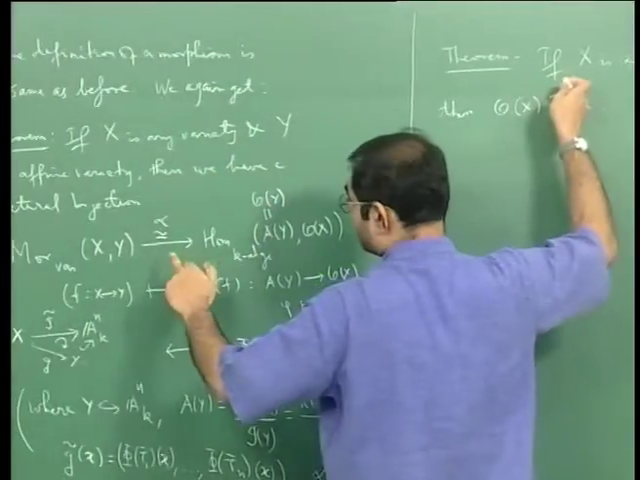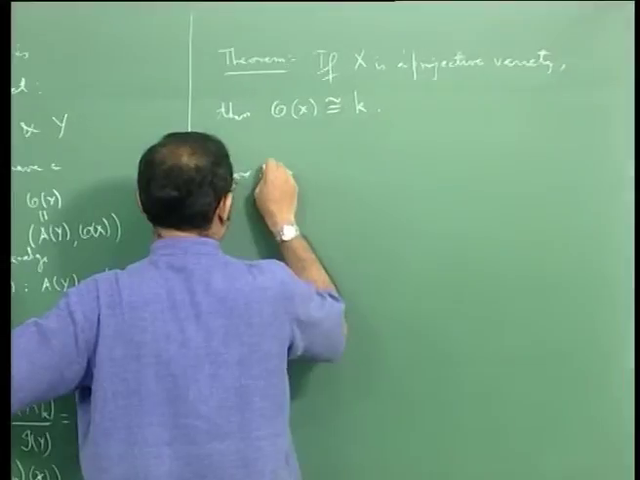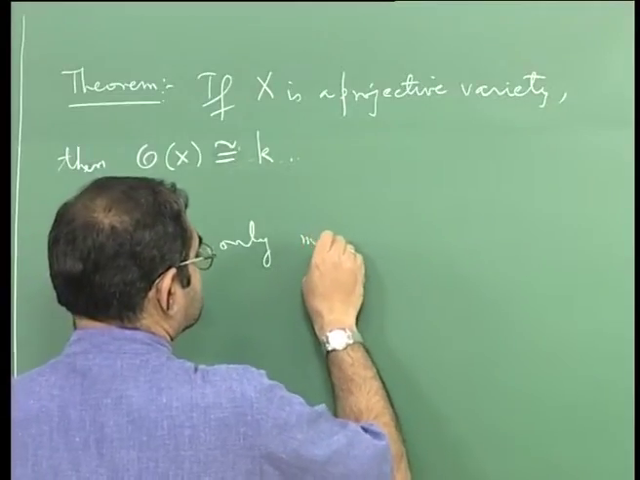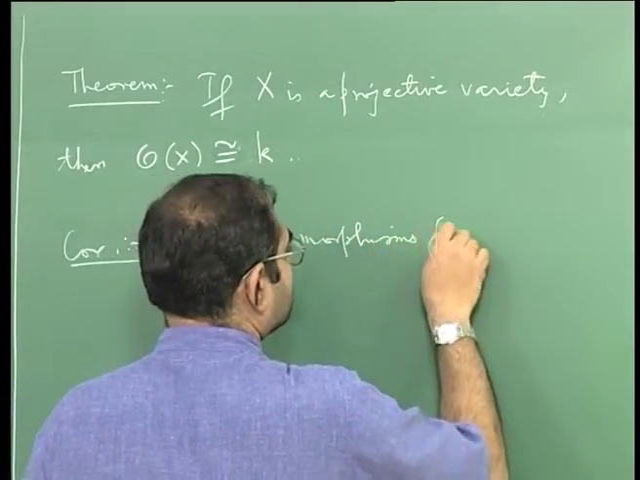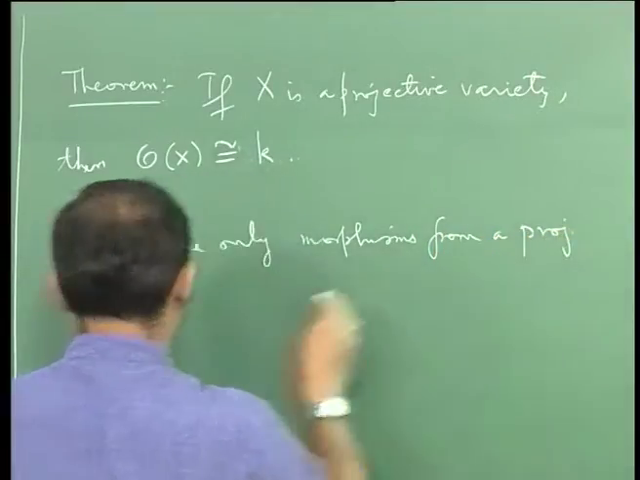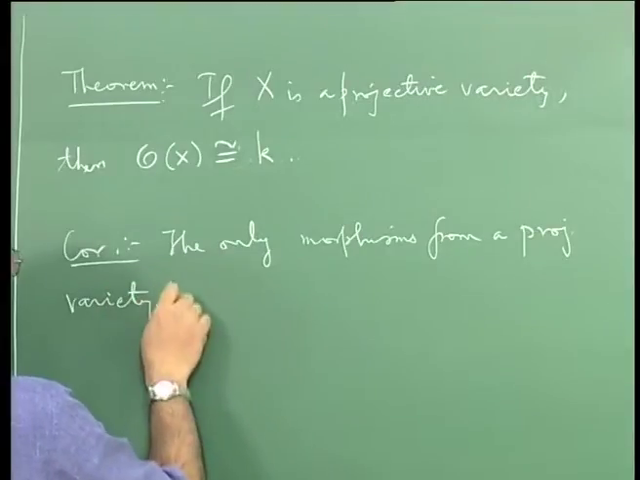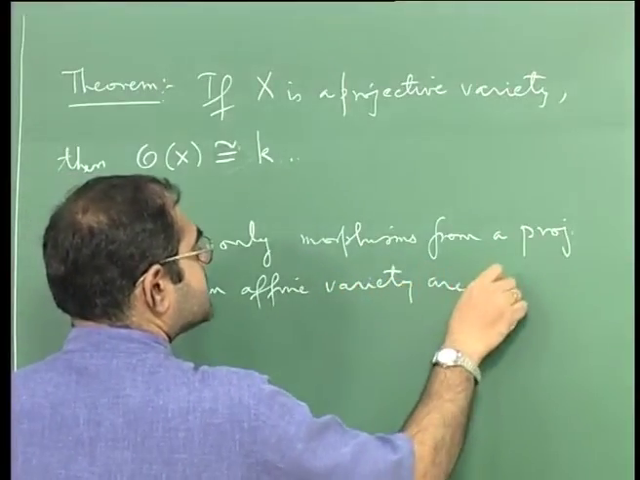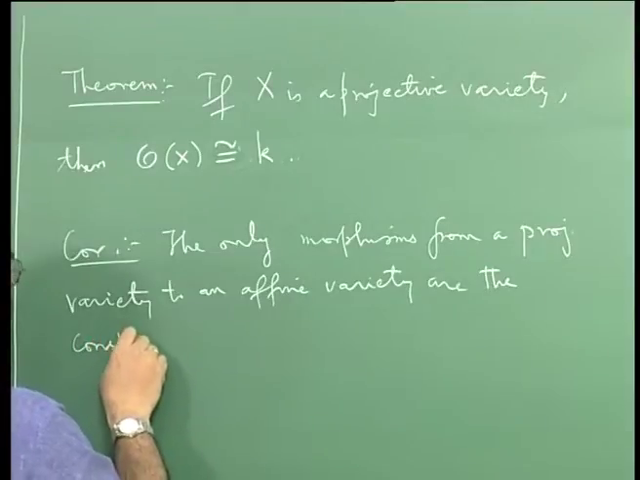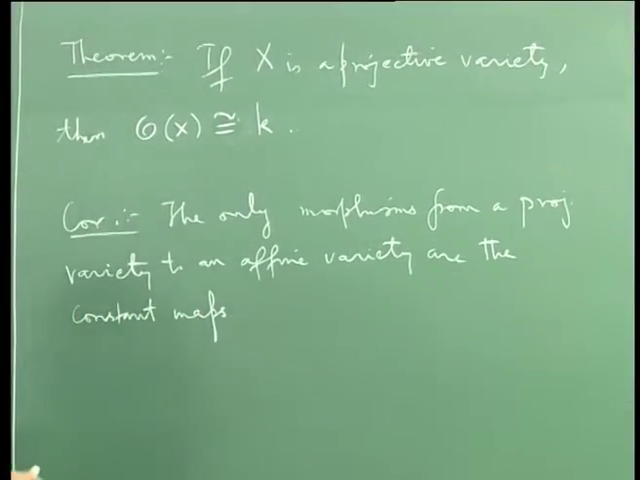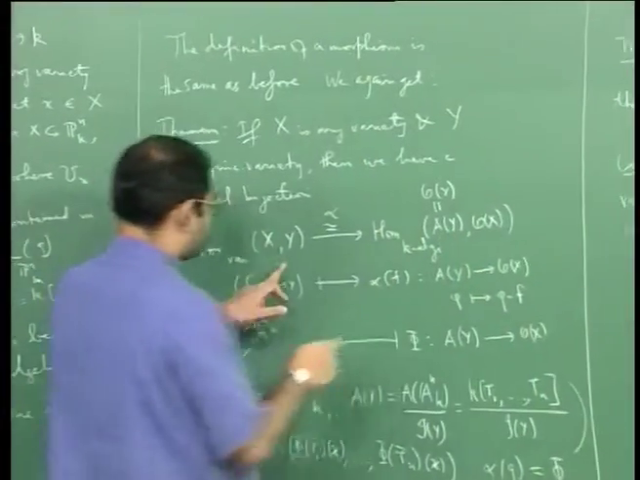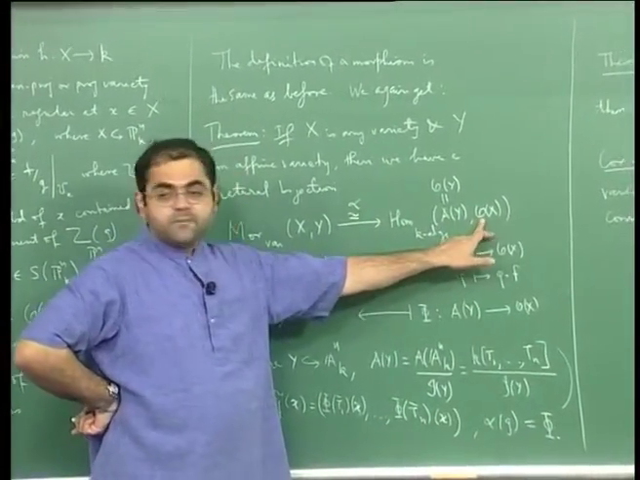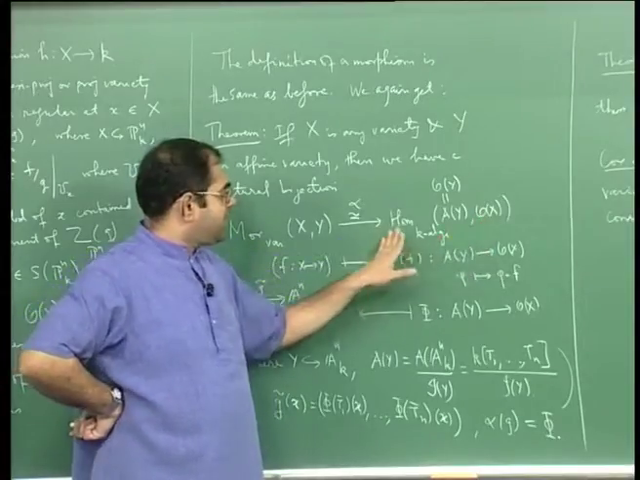But I want to tell you one thing. If you put these two together as a corollary, you will get that the only morphisms from a projective variety to an affine variety are the constant maps. You can see this immediately, because in this bijection, suppose X is a projective variety. Then OX will become K.